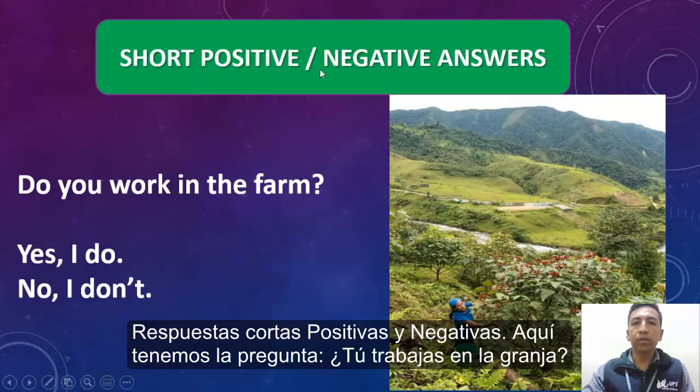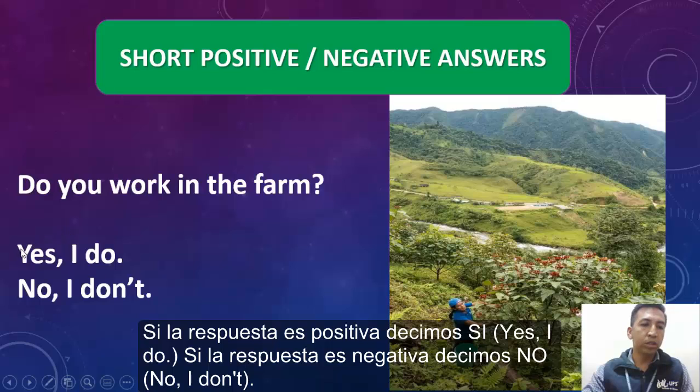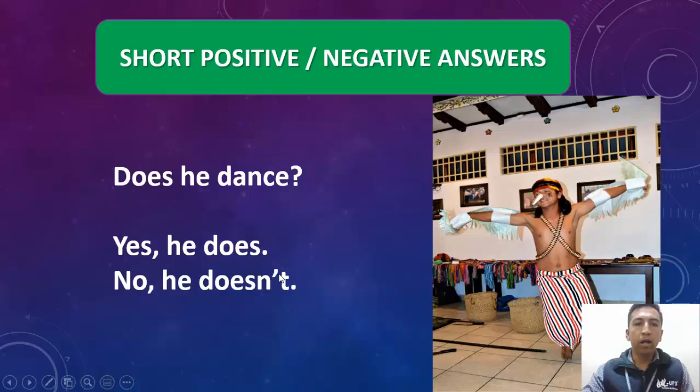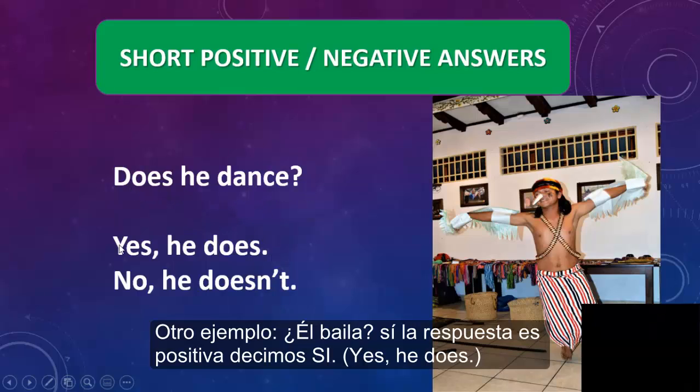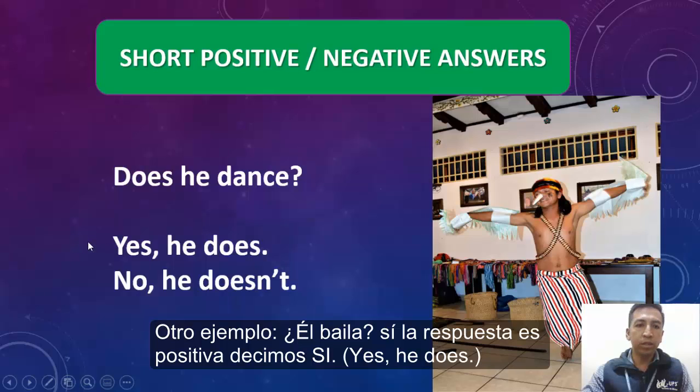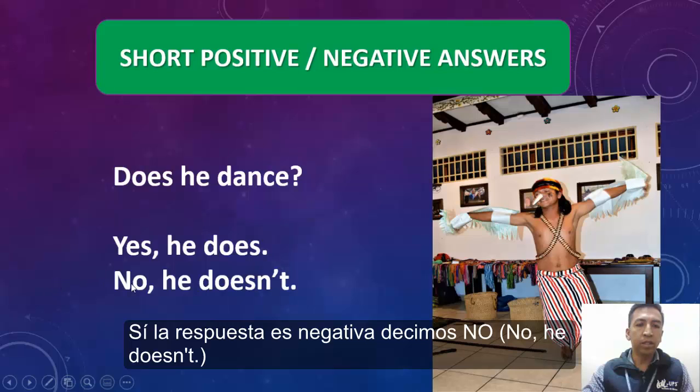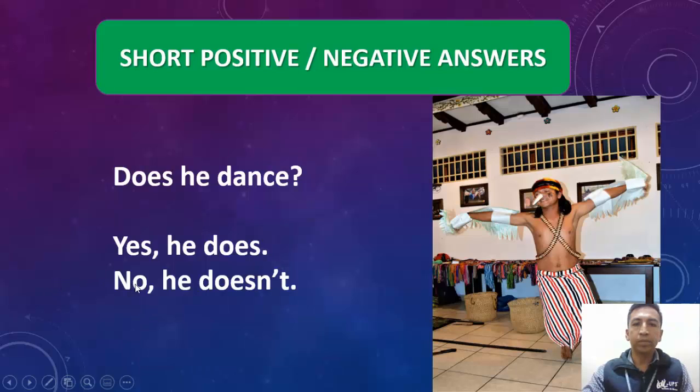Short positive or negative answers. Here we have the question: Do you work on the farm? If the answer is positive, we say, yes, I do. If the answer is negative, we say, no, I don't. Another example: does he dance? If the answer is positive, we say, yes, he does. If the answer is negative, we say, no, he doesn't.